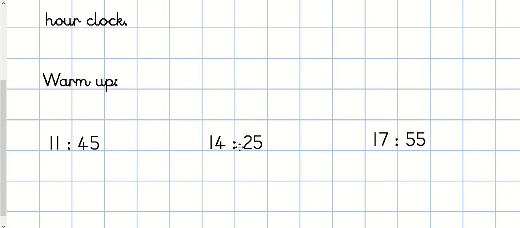Can you try and do the next two in your head and then we'll say them out loud together? That's right. This one, 14 equals 2 p.m., so it'll be 2:25 p.m. And this final one, 17 actually equals 5:55 p.m. And as we know, this one will be 11:45 a.m.